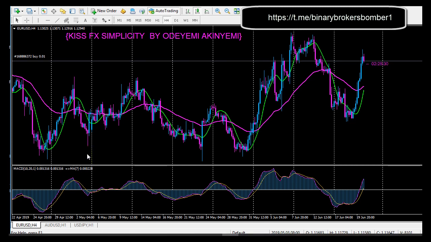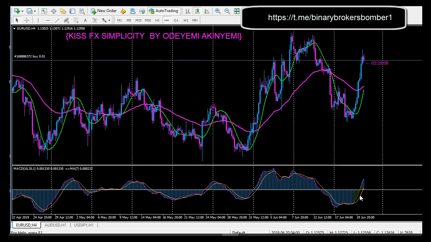We enter the trade with the use of the green line. The rejection, the green line, and the crossover. Simple. Very simple, right? But when these two lines cross, it drives the momentum into the direction of the MACD.